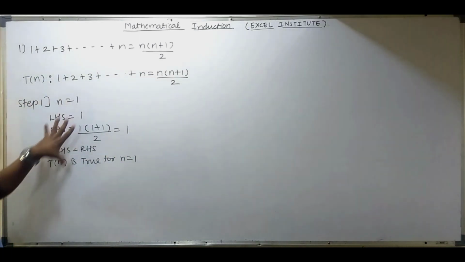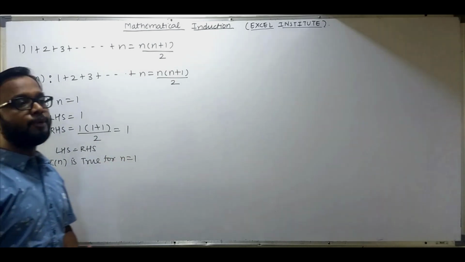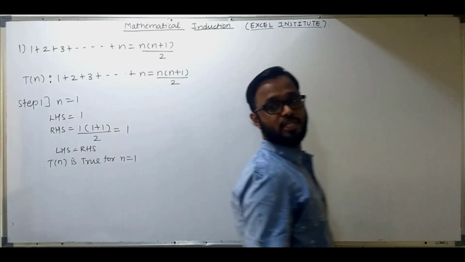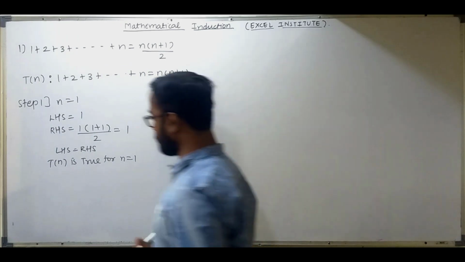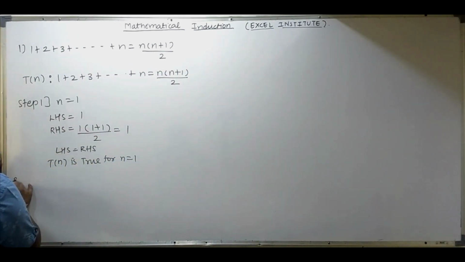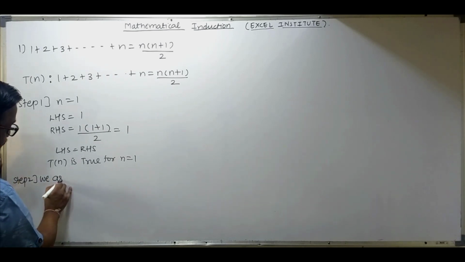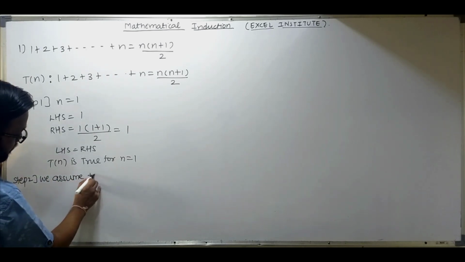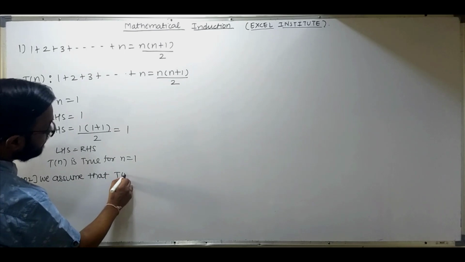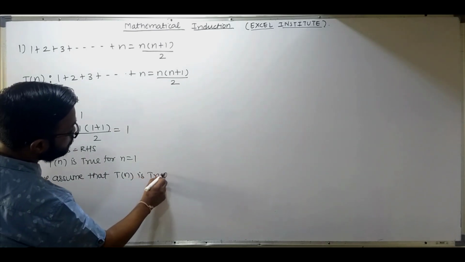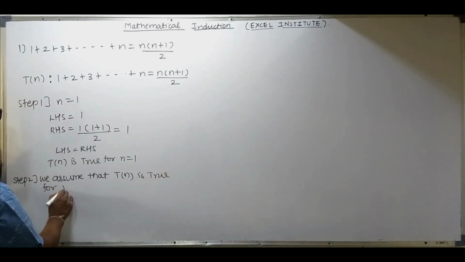So step 1 is n equal to 1. Understood step 1. Step 2 is always an assumption. We have to assume that P of n is true for n equal to k.